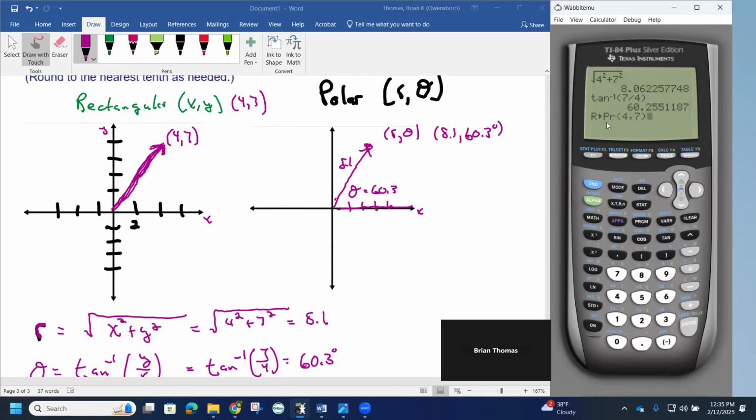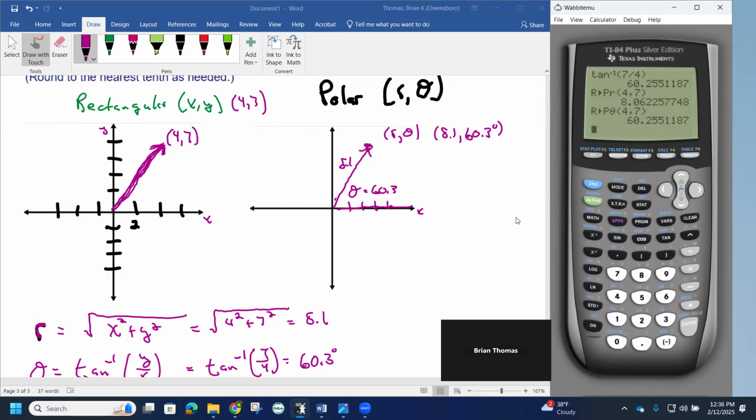This means rectangular to polar, and what it's going to do is find the magnitude. So we should get 8.1 here. So that's how that gives me the 8.1. And then if I go second angle again, notice R P theta means it'll find the angle in polar coordinates. So if I choose number 6, all I have to do is put the ordered pair in, 4, comma, 7, and that formula should give us the angle of 60.3 degrees. So that does give me 60.25, again 60.3 degrees.